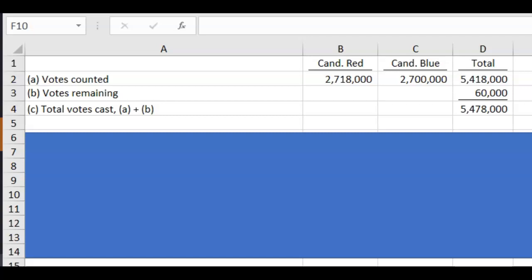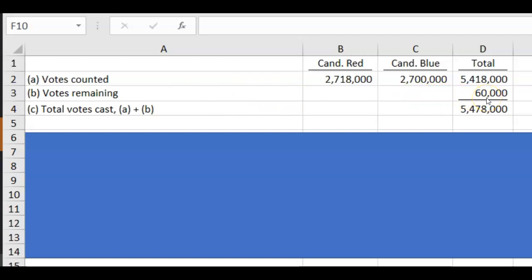Let's assume there's an election taking place, and what we know already is that candidate red has 2,718,000 votes, and candidate blue has 2,700,000 votes even. Okay, let's assume that we're estimating that the votes remaining are 60,000.